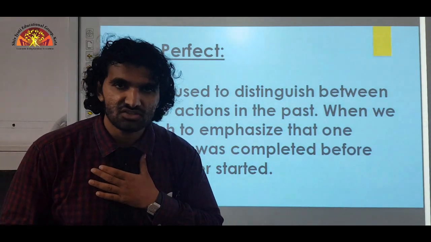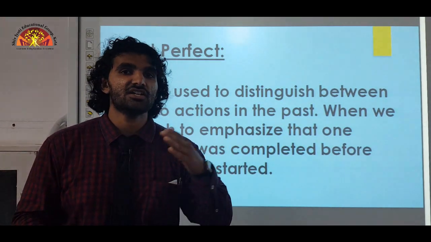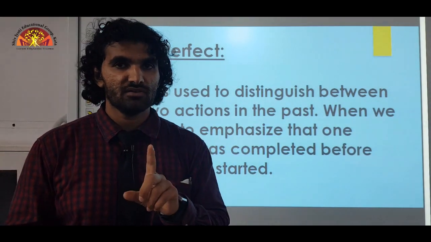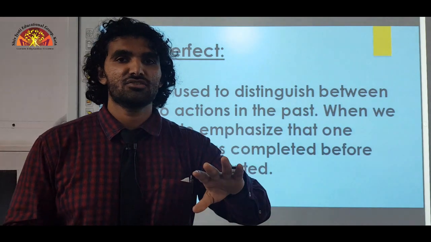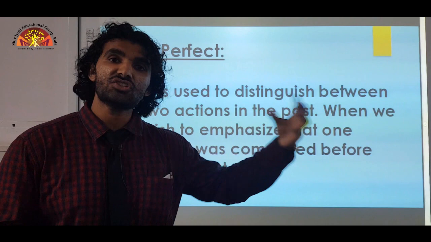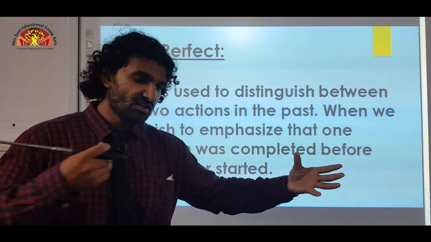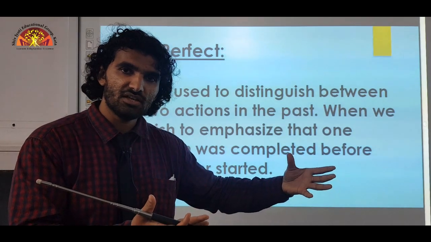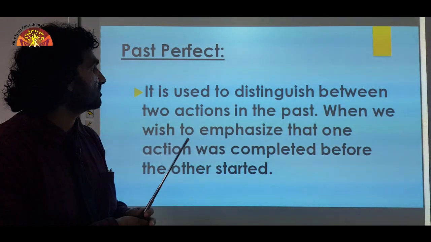When I reached this station, the train had started. Okay, when I reached the station, action 1. The train had started, action 2. So here we have used past perfect. Train had started. Okay, before when I reached there, I saw the train had started. Okay, that is how we use past perfect.